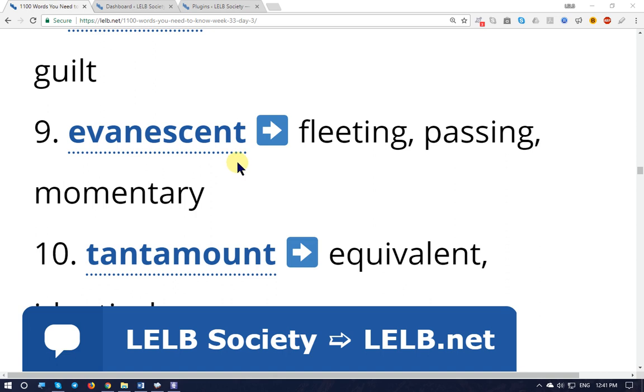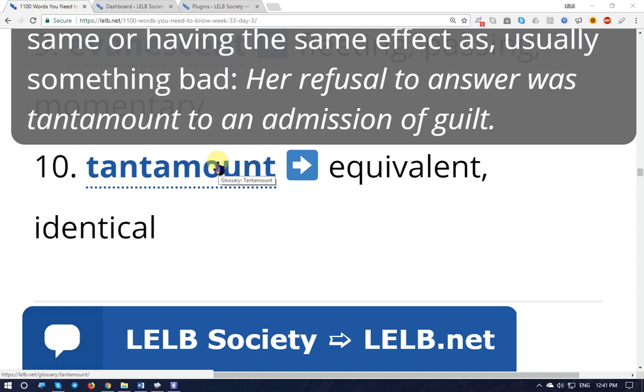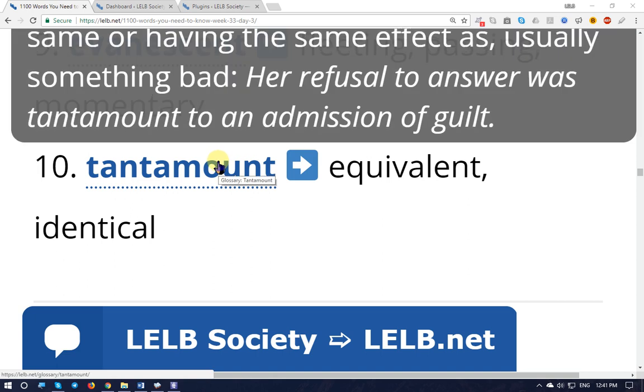Evanescent: fleeting, passing, momentary. Short-lived, ephemeral, transient, transitory. Tantamount. Tantamount to something means equivalent to, identical, the same, similar, but in a negative or unpleasant context.